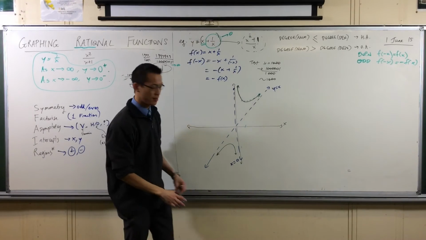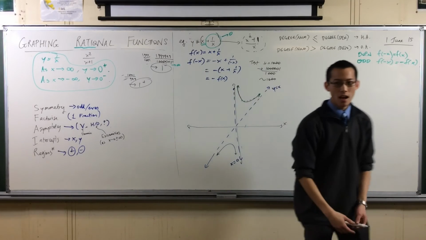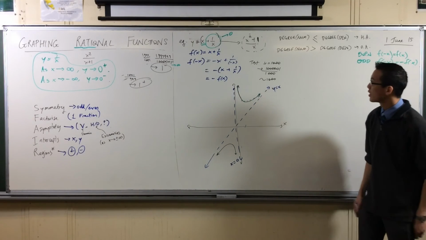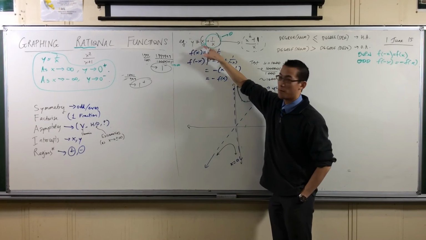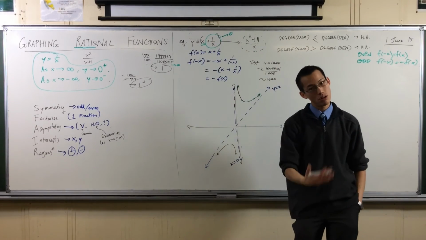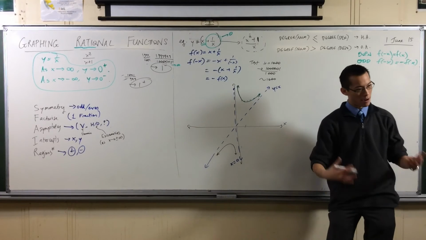What would you suggest as a point for scale? 1. X equals 1 would work. So when I put in x equals 1 into here, I get y equals 1 plus 1 over 1, which is just 2, okay? So I know roughly where I am.